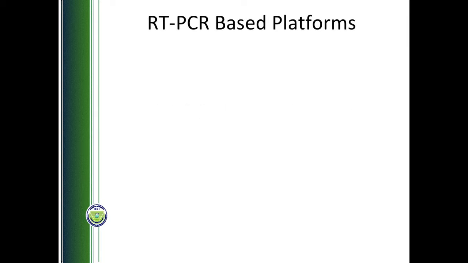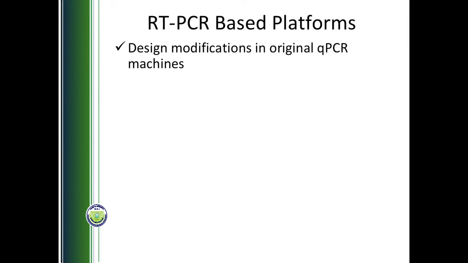The most widely used platforms of RT-PCR have some design modifications in the original qPCR machines. This is a common thing. Therefore I have kept them in the advanced methods. These are not the regular qPCR machines. These are the newer versions of qPCR machines. Now how do they differ compared to the traditional qPCR machine?